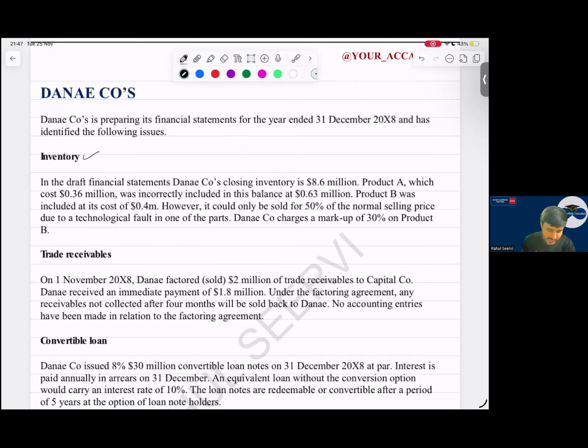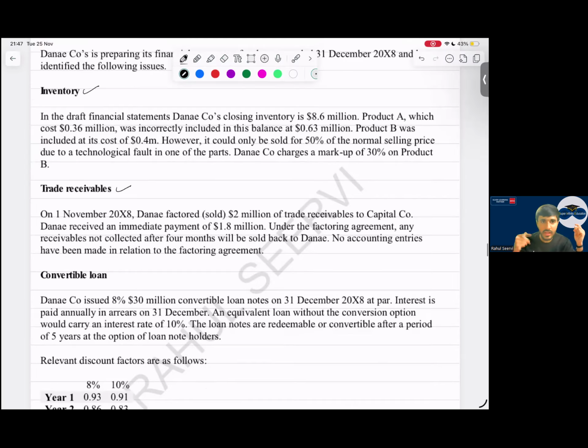Trade receivable is there, so a question regarding IFRS 9. Convertible loan, IFRS 9. This convertible loan is a frequently repeated question, as I mentioned in the class. In our class also, we have done 2 to 3 questions. MCQs also I have given you in the test series, such as equity component, calculate the liability, etc. The calculation can come. Let us see that now.